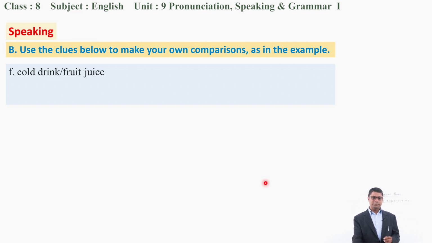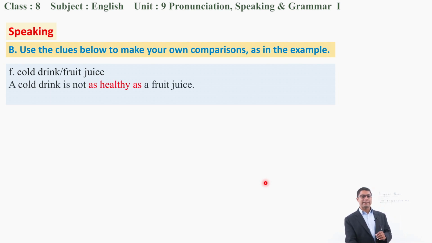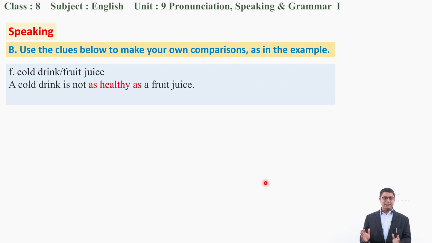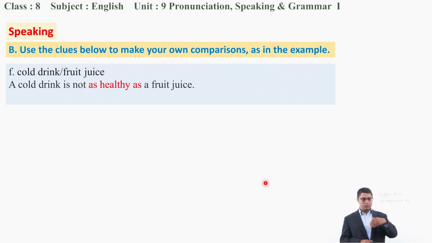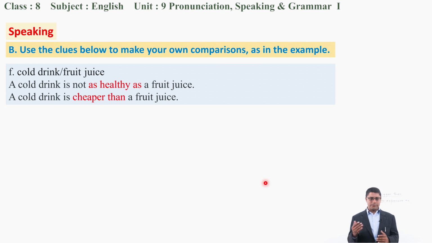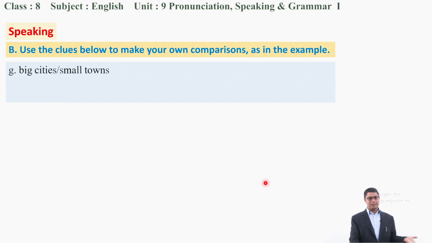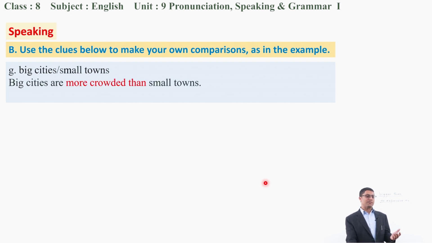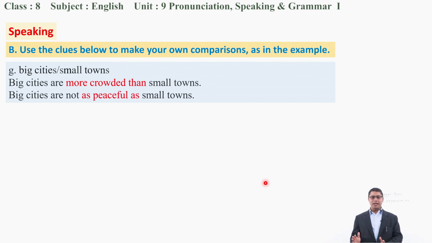Can you compare them? What did you say? That's fine. A cold drink is not as healthy as a fruit juice. Similarly, next, a cold drink is cheaper than a fruit juice. That is how you compare a cold drink and fruit juice. Next one, big cities, small towns. Can you compare? Big cities are more crowded than small towns. That's fine. Using as, big cities are not as peaceful as small towns.